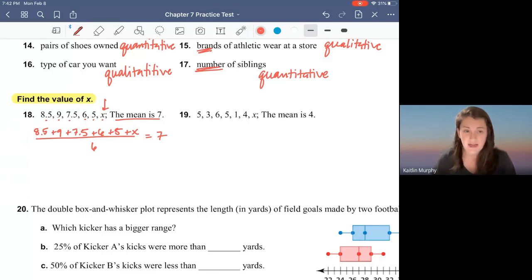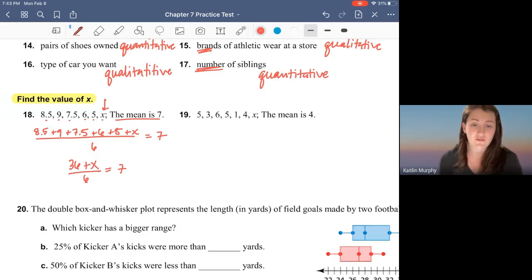So what I'm going to do is add all those numbers that I can together. Grab my handy dandy calculator here. So I'm doing 8.5 plus 9 plus 7.5 plus 6 plus 5, and I don't know how to add the X. So that's 36. So this is 36 plus X over 6 equals 7. The easiest way to solve this is to get rid of the fraction on the left by multiplying both sides by 6.